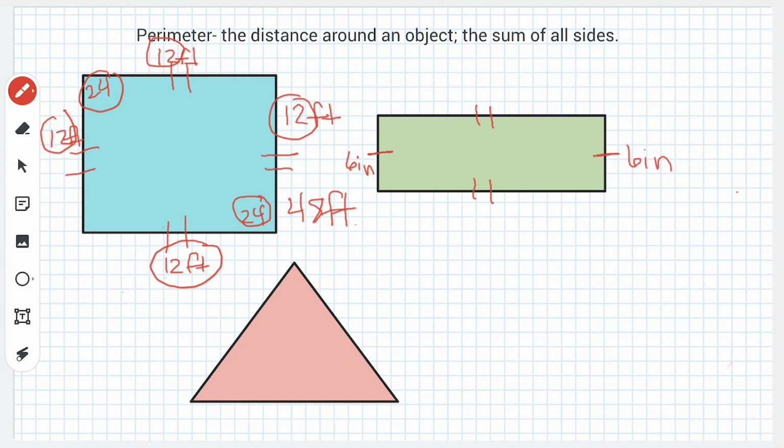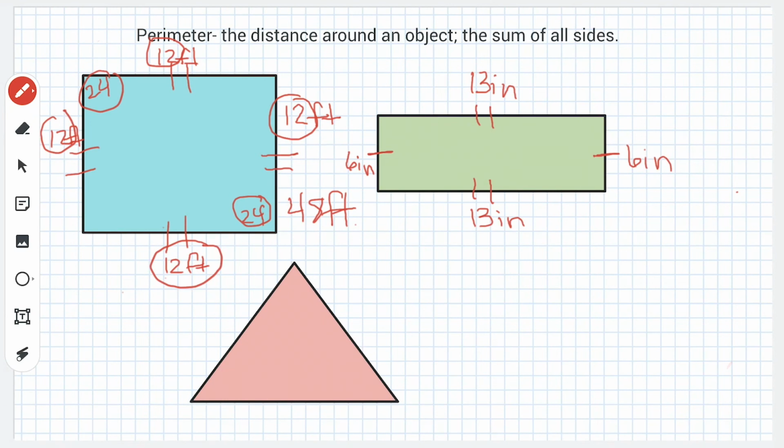So if the length of this side were 13 inches, I would know the length of this corresponding side. To find the perimeter of this rectangle, what would I do? That's right, I would add them all together.